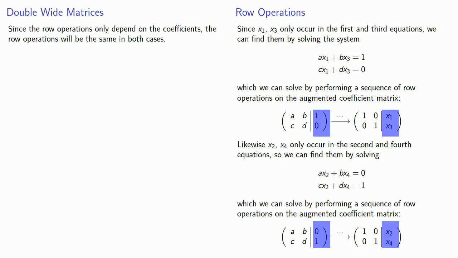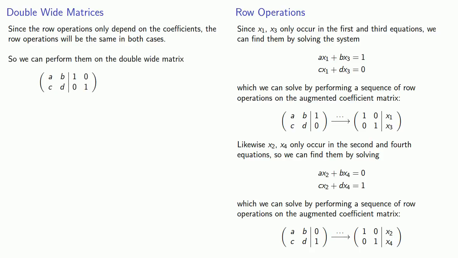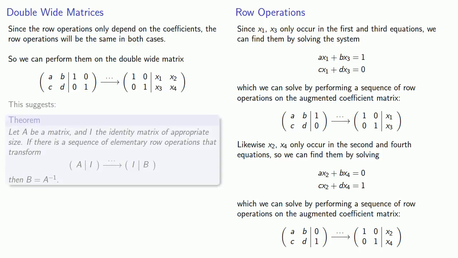So what we can do is perform whatever row operations we need on a doubly augmented coefficient matrix. We could form this double-wide matrix where on the left-hand side we have our original matrix that we're trying to find the inverse of, and the augmented portion corresponds to the identity matrix of the appropriate size. And if we row reduce this double-wide matrix, the entries on the right-hand side will be the entries of our inverse. And so this leads to the following theorem.